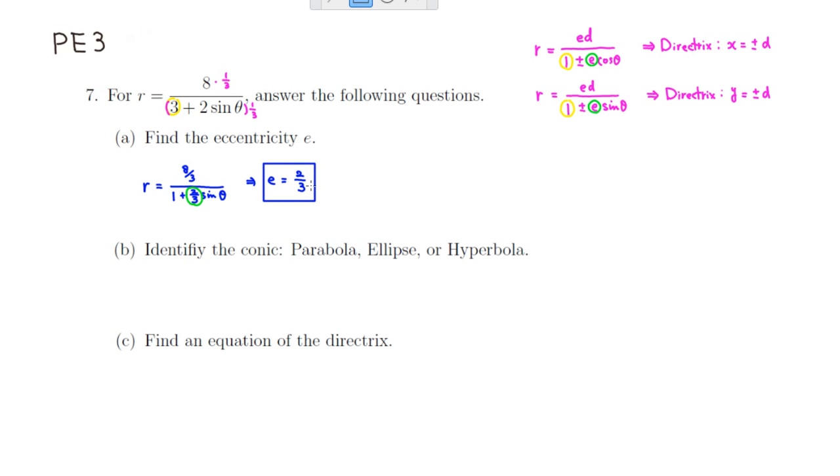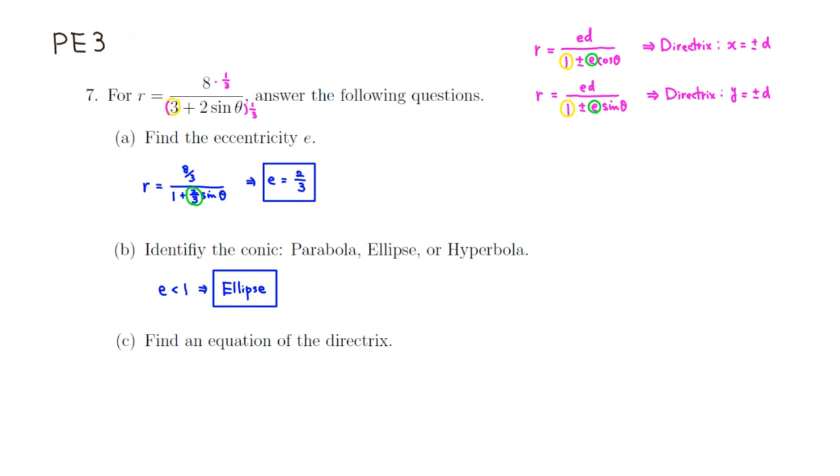Once you know that e is 2/3, which is less than 1, since e is less than 1, this means that this is going to be an ellipse. So we have that.